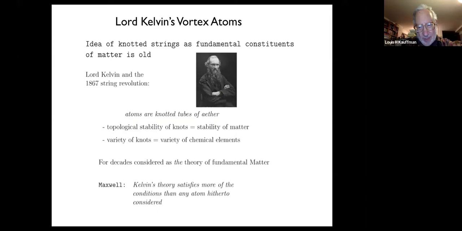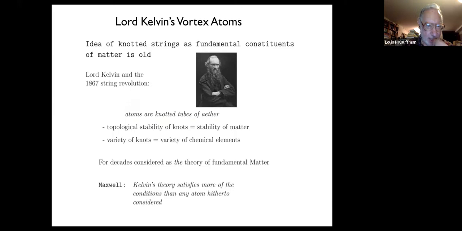I want to recall for you some history and to show you some films, and then we'll get to the mathematics of it. Lord Kelvin, Sir William Thomson, in the 1800s had the idea that atoms were modeled by knotted vortices in the luminiferous ether. This was a theory in the 1800s that was quite popular for a while and led people to begin to try to study knotted vortices.